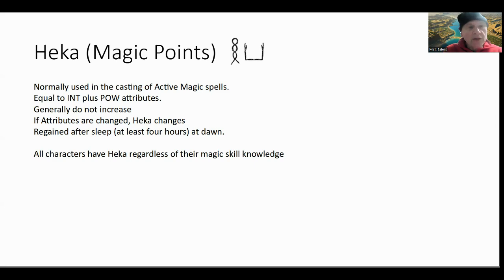Now, these points are generally regained in their entirety every morning at dawn. As Ra rises above the horizon, Heka is restored, assuming the character has had at least a certain amount of sleep, at least 4 hours or so during the night. They regain their magic points. And it's something to note that all characters have Heka, regardless of their ability to cast spells.